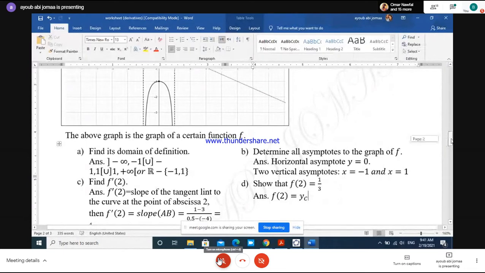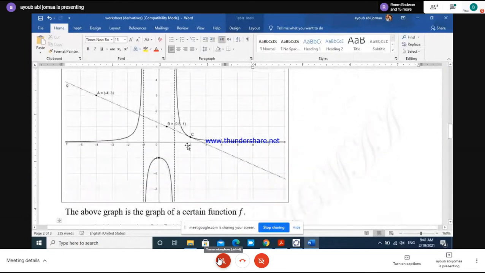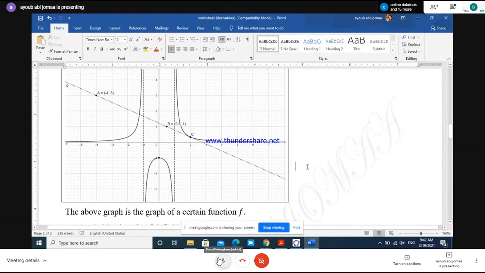Any point on the graph has coordinates x, f of x. The y value is f of x. Point C is a point on the graph and the abscissa of C is 2. The coordinates of C are 2, 1/3.